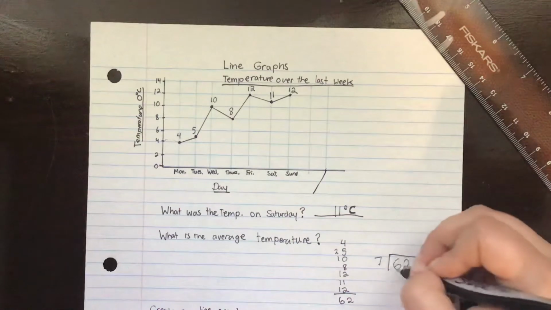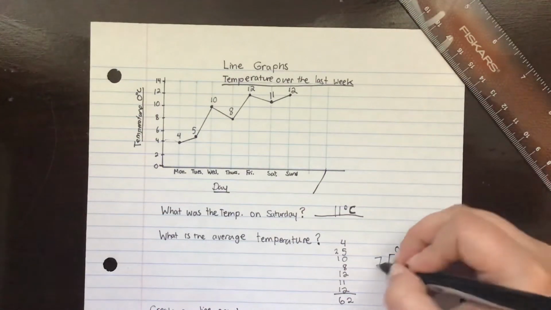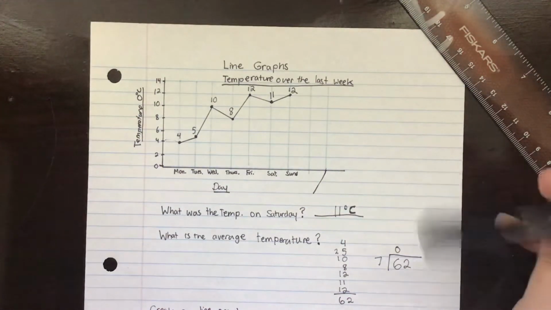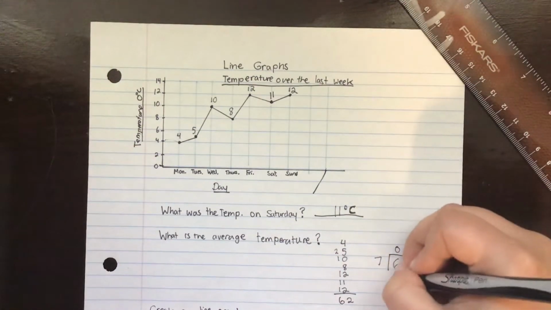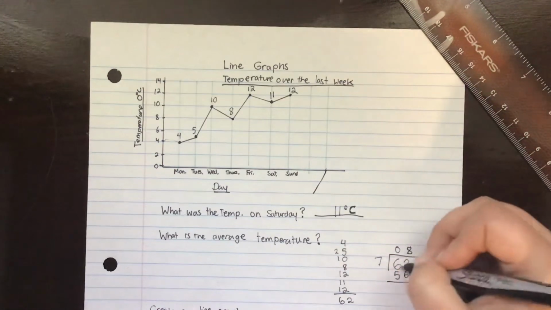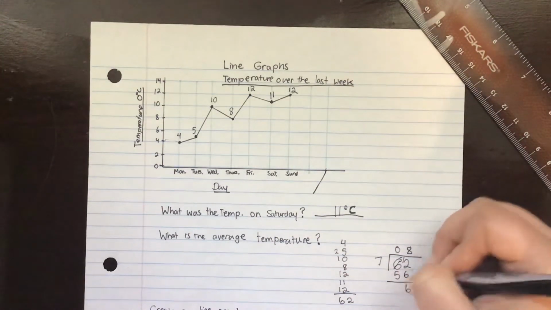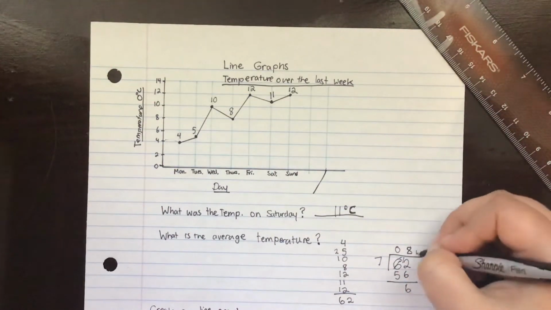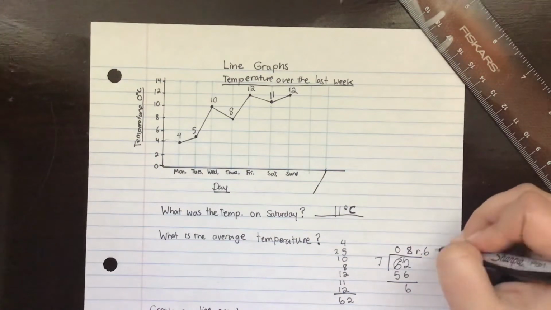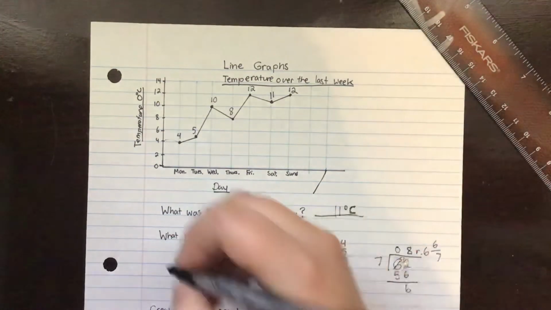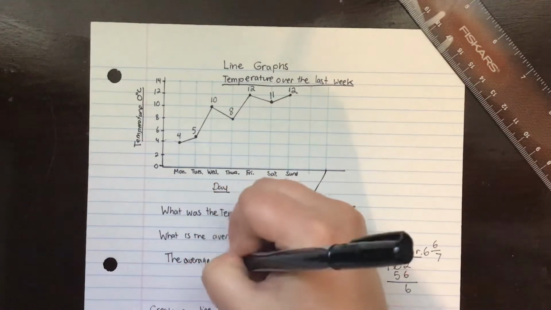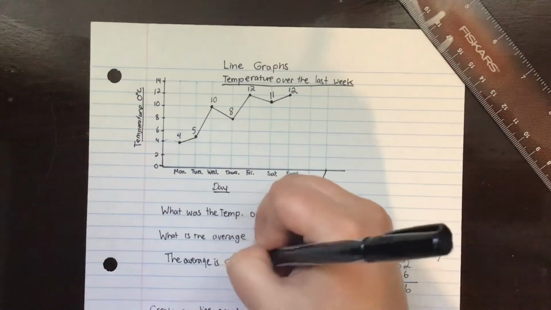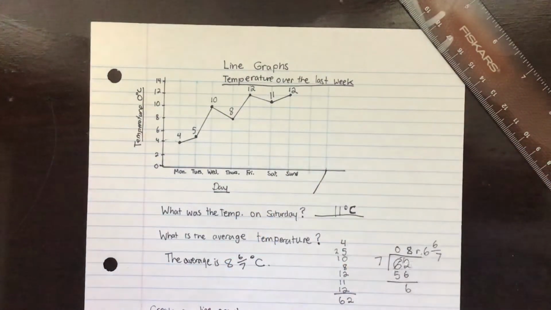62 divided by 7. 7 doesn't fit into 6. 7 fits into 62 8 times. 7 times 8 gives me 56. I minus them off. 12 minus 6 gives me 6. 5 minus 5 gives me 0. So I have remainder 6, or I can write that as 6/7. So the average is 8 6/7 degrees Celsius. Not a nice number this time, but sometimes that happens.